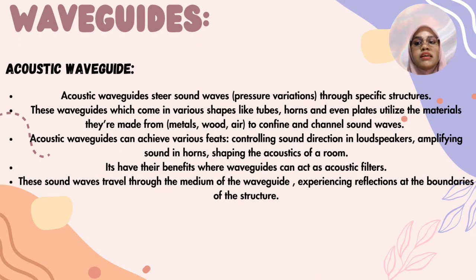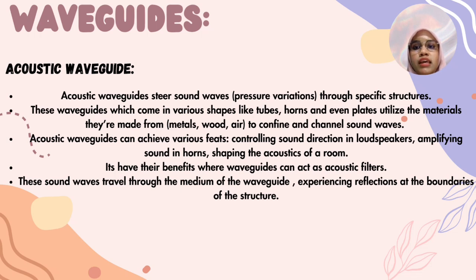The last one is the acoustic waveguide. Acoustic waveguides steer sound wave pressure variations through specific structures. These waveguides, which come in various shapes like tubes, horns, and even plates, utilize materials such as metals, wood, or air to confine and channel sound waves.